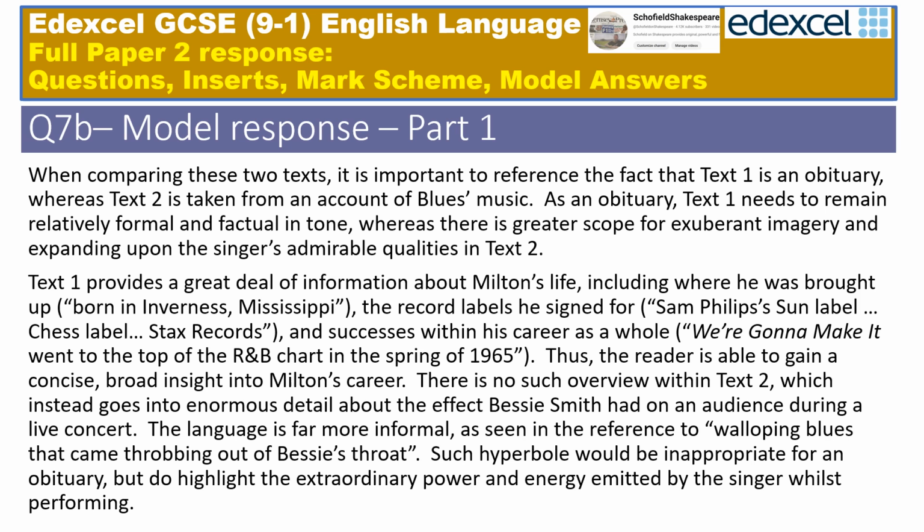Text 1 provides a great deal of information about Milton's life, including where he was brought up, born in Inverness, Mississippi, the record labels he signed for, Sam Phillips's Sun label, Chess label, Stax Records, and successes within his career as a whole. We're Gonna Make It went to the top of the R&B chart in the spring of 1965. Thus, the reader is able to gain a concise, broad insight into Milton's career.